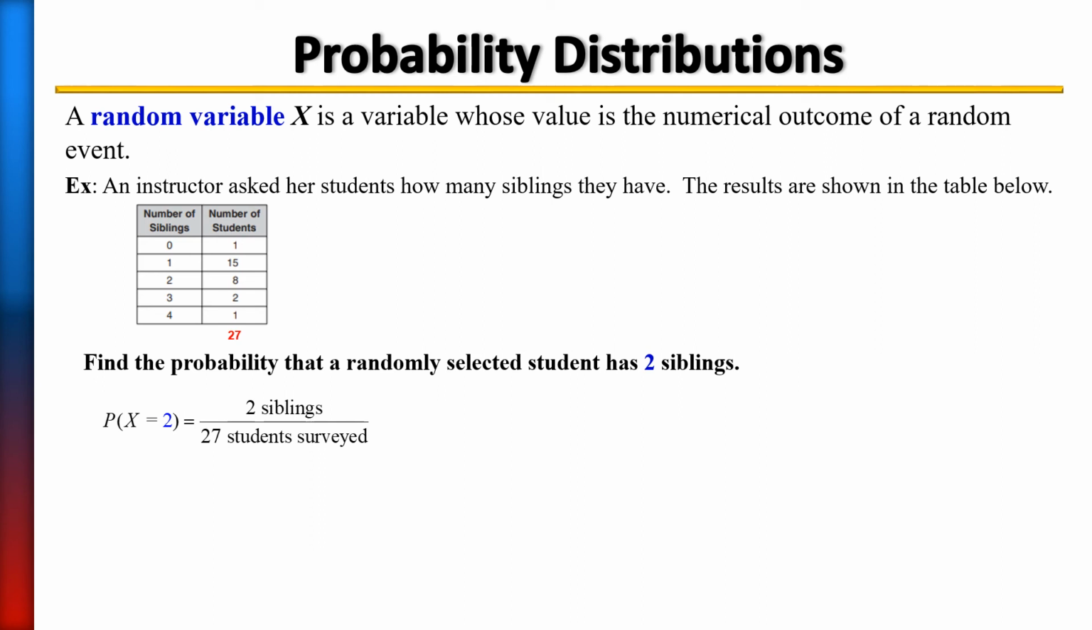So since 8 corresponds to the random variable of 2, and 27 is the total students surveyed, it would be 8 over 27. So therefore, the probability that a randomly selected student has 2 siblings is 8/27, or 29.6%. And you know we get the percent from simply top divided by the bottom, and then move the decimal 2 places to the right and write your percent symbol. So there you have it.